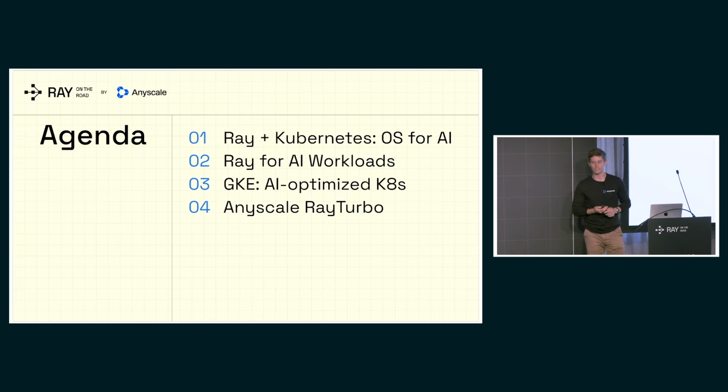So the talk today, we're going to have 4 components. So I just told you a little bit about the high-level motivation of how Ray and Kubernetes are coming together to make this operating system for AI. I'm going to dive a little bit deeper into the motivation behind Ray and why we see it as well suited to these types of applications. And then I'm going to hand it over to Raja, and he's going to talk about how GKE is the best Kubernetes offering for running AI applications. And then finally, I'll talk a little bit about some of the optimizations and features that we have in Anyscale's RayTurbo.